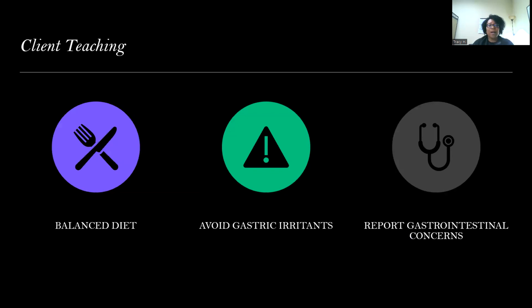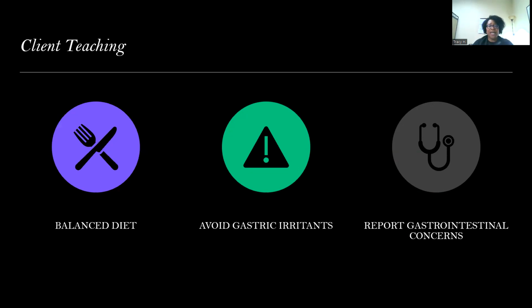And when we're talking about client teaching, this is an important part of the puzzle. You want to educate your patients on maintaining a balanced diet, preventing obesity, and removing any kind of gastric irritants. Discourage regular laxative use. Advise them on modifying any kind of lifestyle habits that may cause gastric irritation, like spicy foods. Really stress the importance of regular physical examinations.